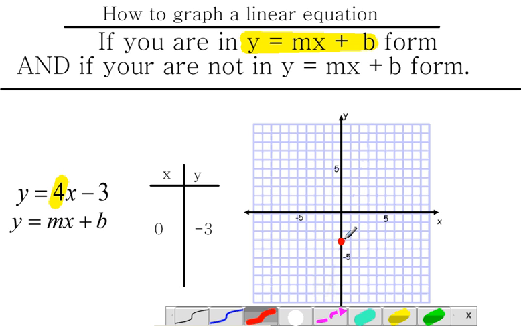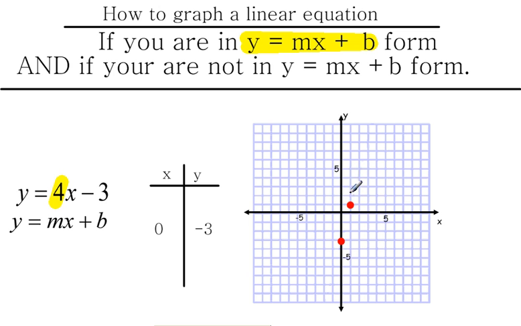Now, using the slope m, in this case our m is 4, from our y-intercept we can go up 4 and to the right 1. Plot that point. And then again, we can go up 4 and to the right 1. And again, up 4 and to the right 1. If we were to plug in these x values, 1 and 2, you get the corresponding y values, 1 and 5, like we graphed using the slope.